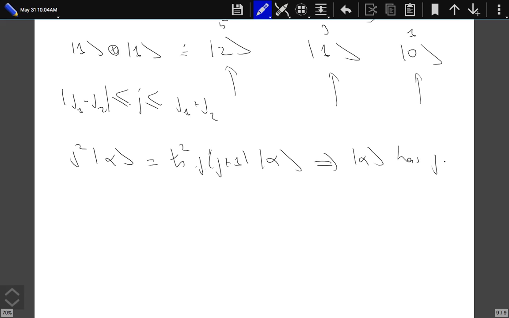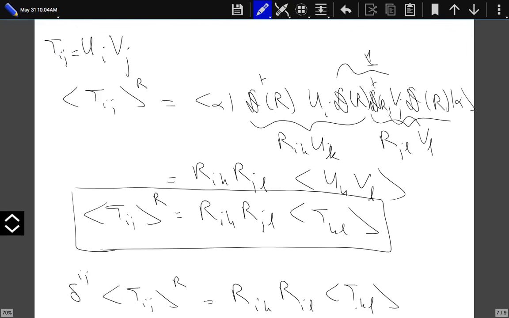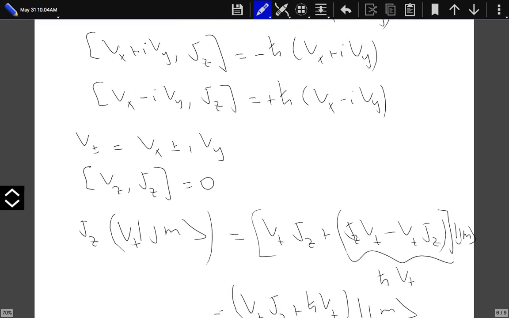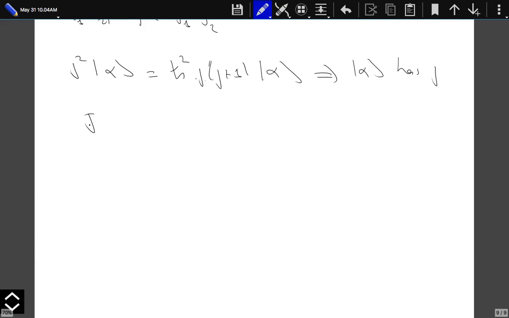Now what about the operators? Well, let's look at some more commutation relations. Maybe they might give us some idea. You see, when we looked at these commutation relations for vector operators, we had J plus minus, Jz, commuting with V plus minus. This was just plus minus h bar V plus minus. Jz commuted with Vz.